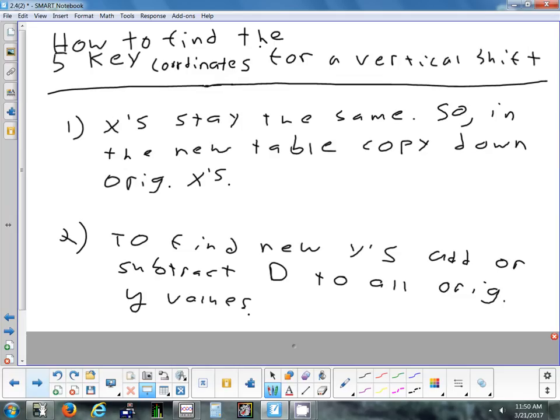Okay, so again, arithmetic's very easy. You're just adding or subtracting a number from a 1, a 0, or a negative 1. There's no fractions here. There's no decimals. It's not like what we did yesterday.